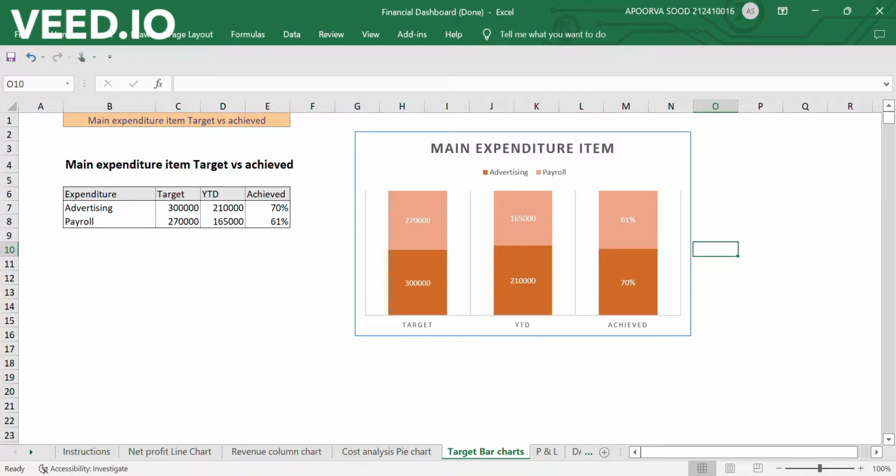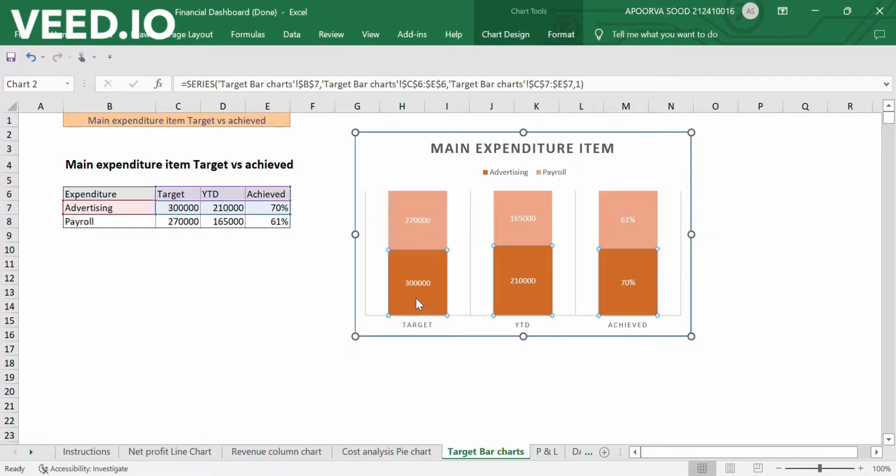Similarly, I used the stacked column chart to represent the expenditure on the target versus achieved for advertising and payroll. So here you can see that the darker orange color represents advertising and the lighter one represents the payroll. For advertising, the target was 3 lakhs and 70% of it was achieved. Similarly, for payroll, the target was 2,70,000 and 61% of it was achieved.